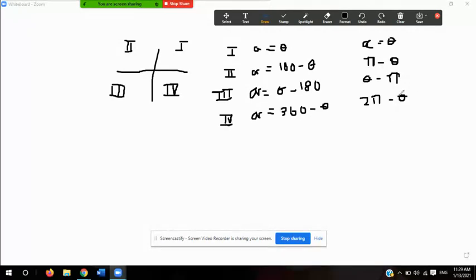So let's look at example number 8. Example number 8 says finding reference angles. It says find the reference angle for each angle given. So we're going to find the reference angle of 3 pi over 4 and 11 pi over 6.